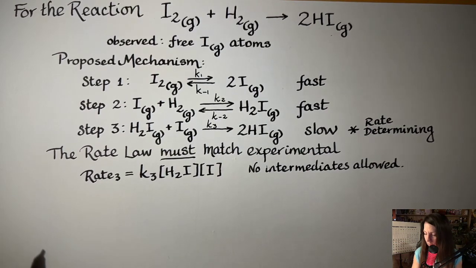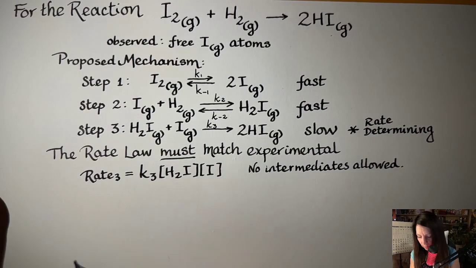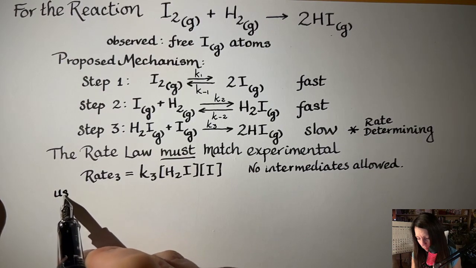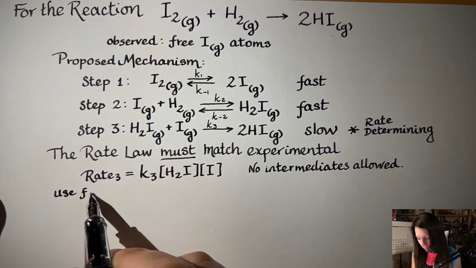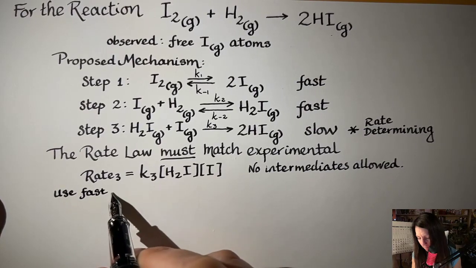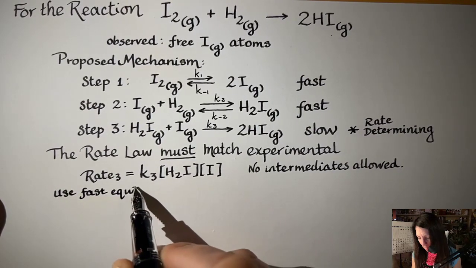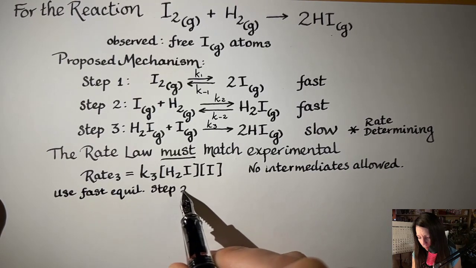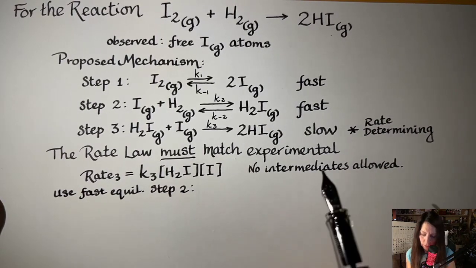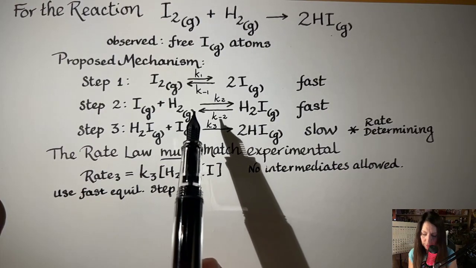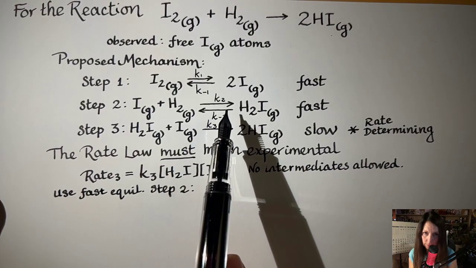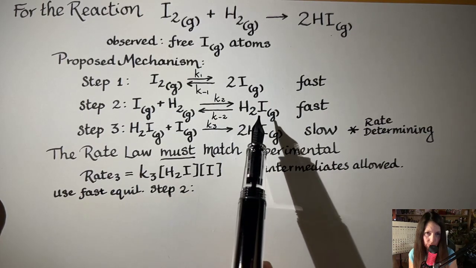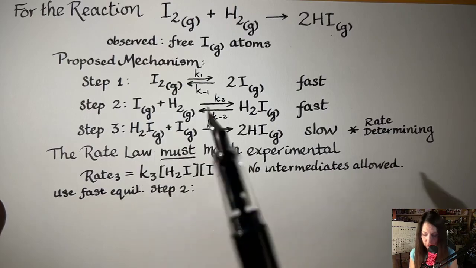So let me show you this trick that you can use. We are going to use fast equilibrium for step 2. And what we are going to acknowledge is that because this is equilibrium, it means that the rate in the forward direction equals the rate in the reverse direction.